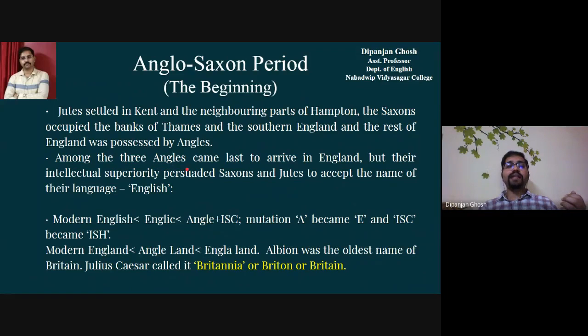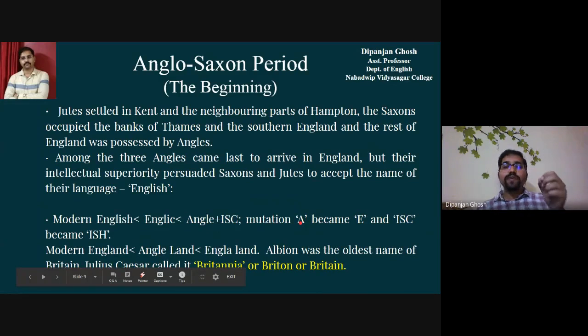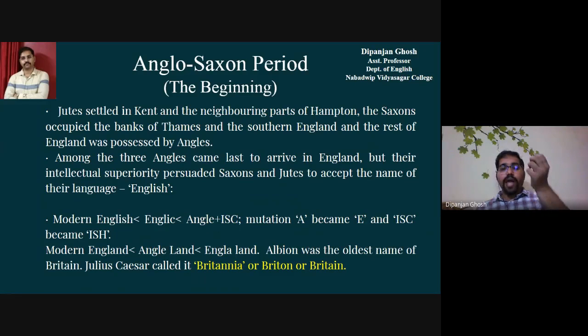Among the three, you will find that the Angles came last to arrive in England. So the Jutes came first and the Angles came last. But today, when we try to identify the Angles, Saxons and Jutes, you will find that the name of this country, England, comes from Angleland. And the term English comes from Anglisk. So the primary focus has been given to the Angles rather than the other two, the Saxons and Jutes, but the Angles came last, right?